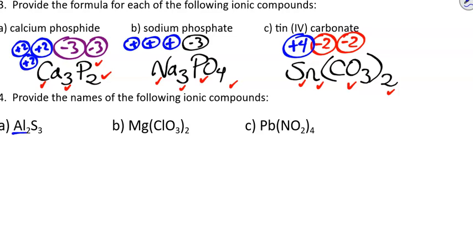Our metal here is aluminum, and if we look at aluminum, it only has 1 charge that it can form, so we don't need to do the Roman numerals on that guy. And then our sulfide is right there. Now the name matters because there's sulfide, there's sulfate, there's sulfite. So aluminum sulfide. That's key. So 2 points for that.